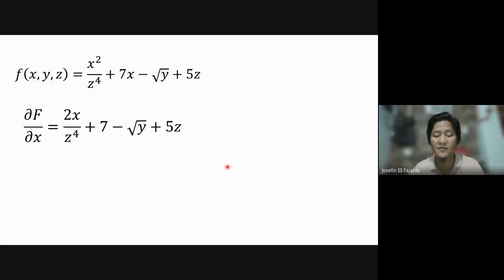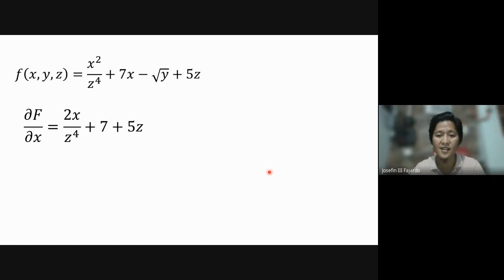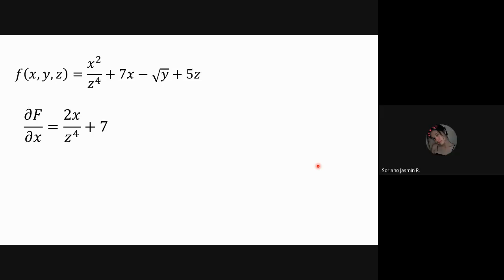How about the negative square root of y? Ano na magiging derivative niyan? Partial derivative with respect to x? This would be 0 po. Okay, 0. Patanggalin natin siya. How about the plus 5z? Ganun din po, sir. 0 po. Okay, 0 din siya. So, magiging plus 7 na lang yan. So, delete na natin. Ayan. So, yan ay magiging partial derivative of f with respect to x. Okay, malinaw? Yes po.